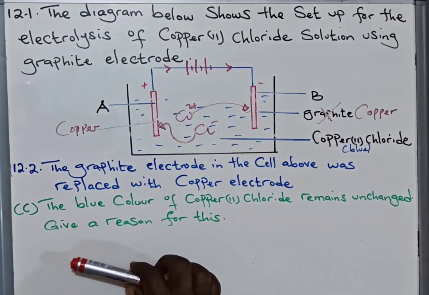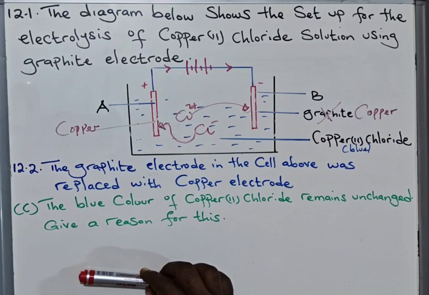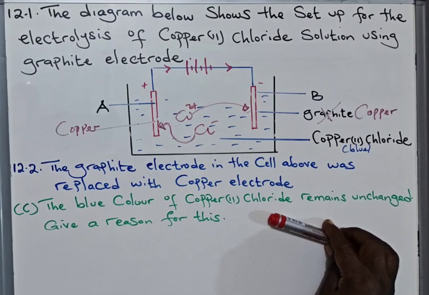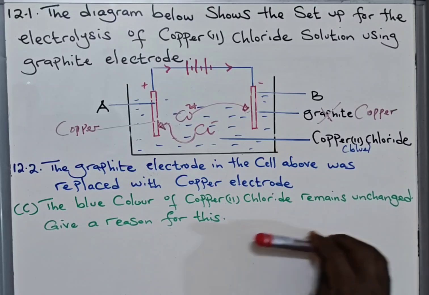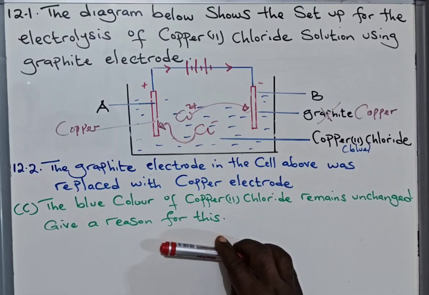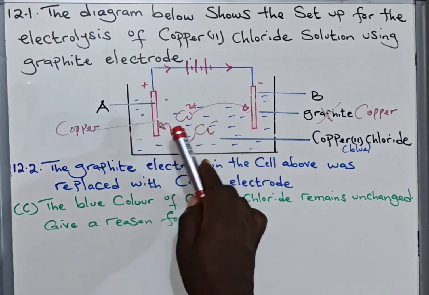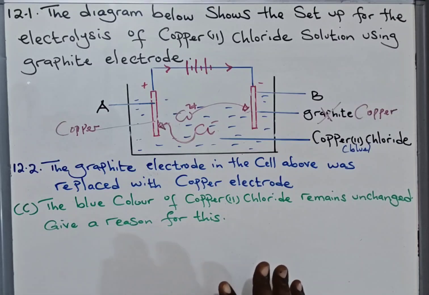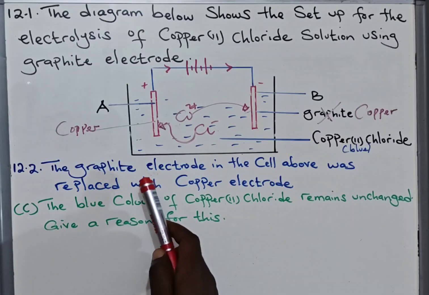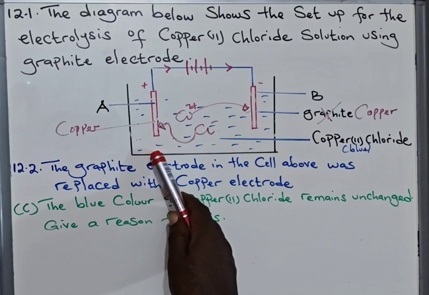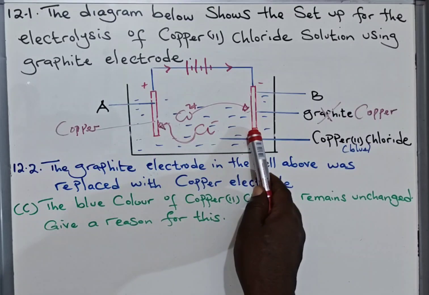Then we come to this question. It says that the blue color of copper 2 chloride remains unchanged. Give a reason for this. When you replace our graphite with copper on both electrodes, the blue color does not change. It remains unchanged. And why does it remain unchanged? The answer is that the rate of oxidation at anode is equal to the rate of reduction at cathode.